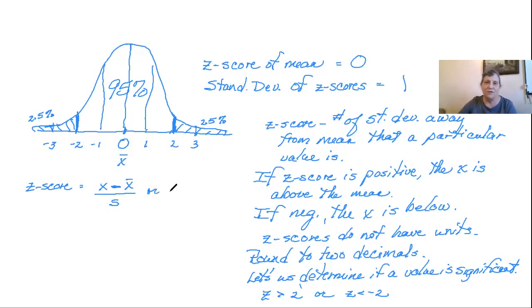Or if you happen to know the statistics for the population, then you would write it like this. You'd say mu for the population mean, and then sigma for the population standard deviation. Suppose we had a situation where the mean is 5 and the standard deviation is 2.